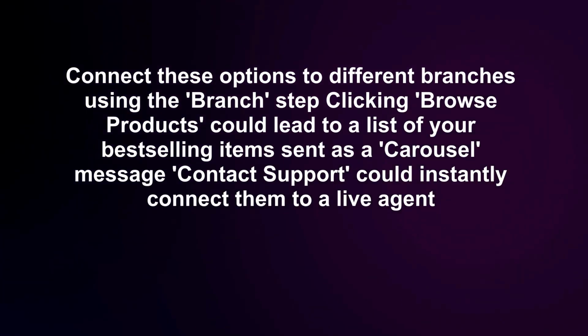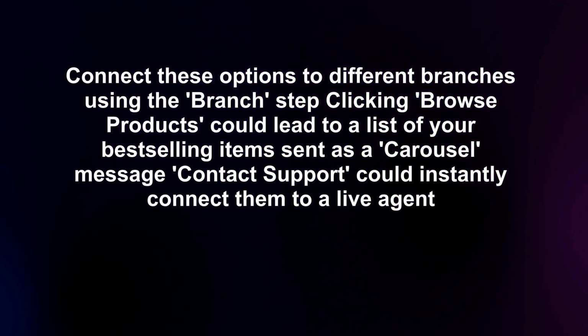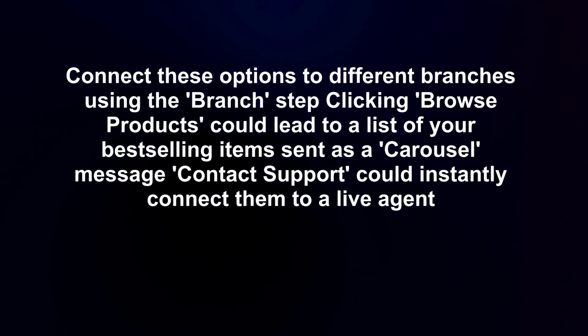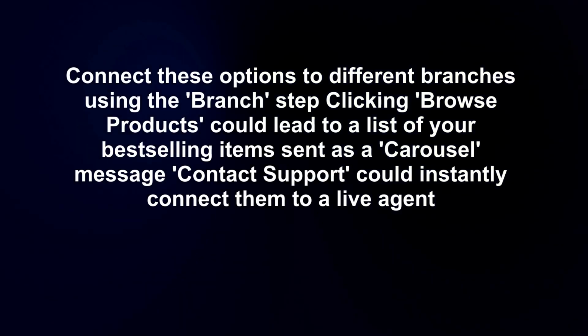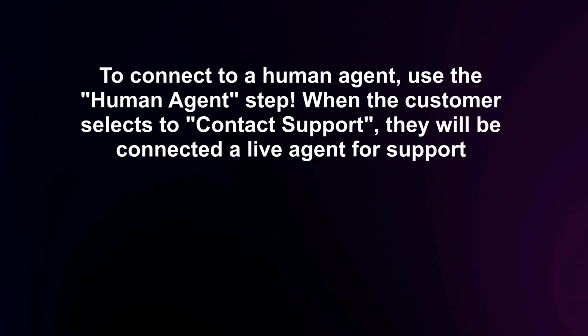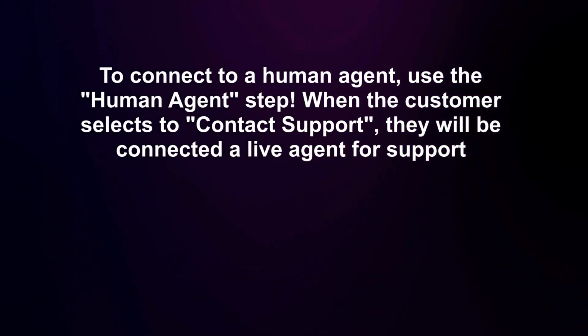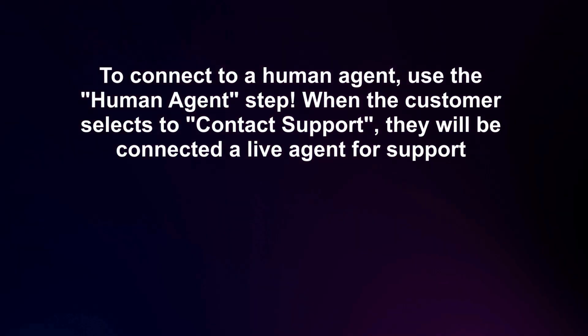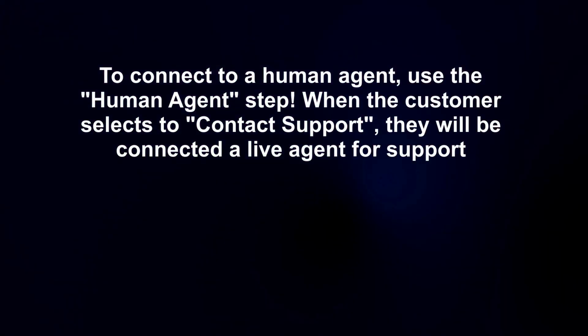Connect these options to different branches using the branch step. Clicking Browse Products could lead to a list of your best-selling items sent as a carousel message. Contact Support could instantly connect them to a live agent. To connect to a human agent, use the Human Agent step. When the customer selects to contact support, they will be connected to a live agent for support.